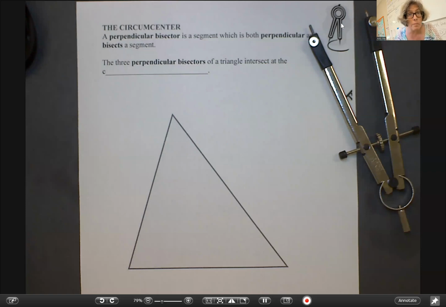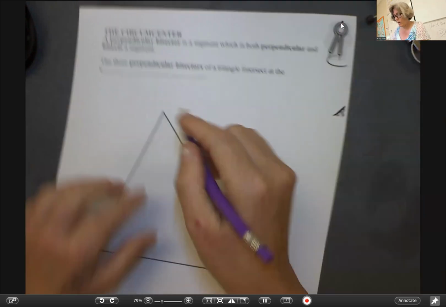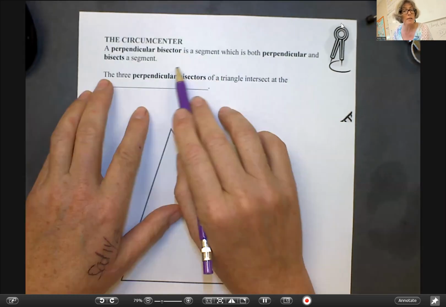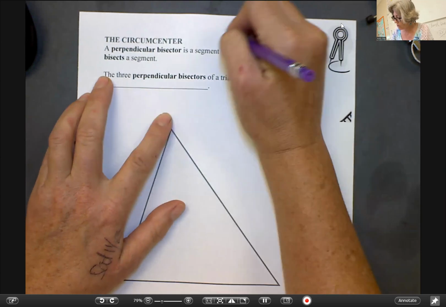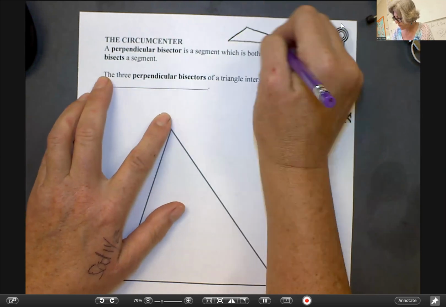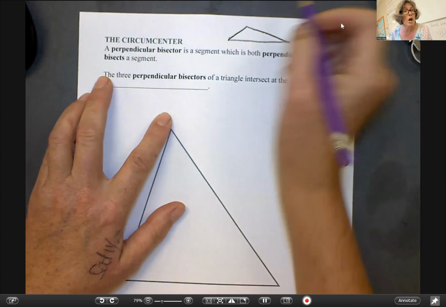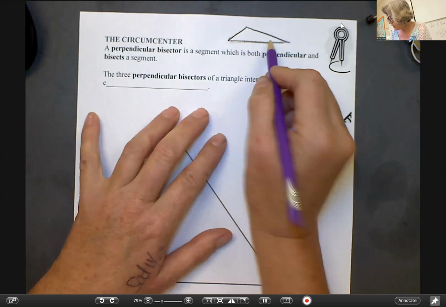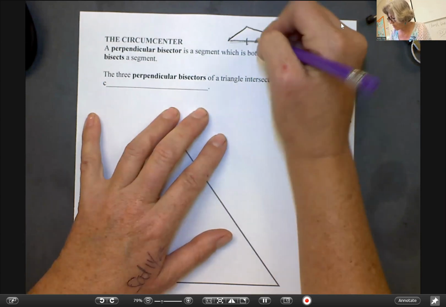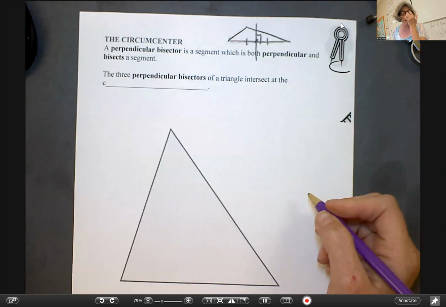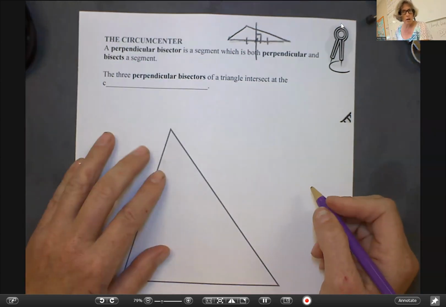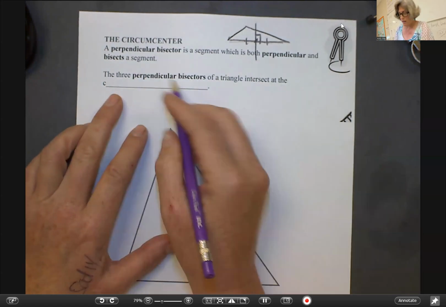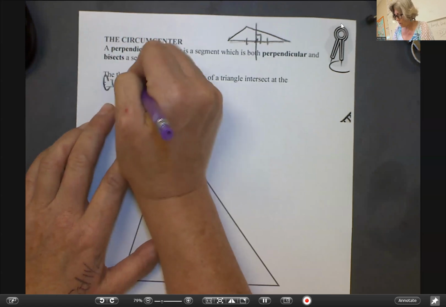Okay, the next one is the perpendicular bisector. A perpendicular bisector is a segment that is both perpendicular and bisects a segment. So in a triangle, let's do a quick sketch. This is the only one that does not involve the vertex because I'm focusing here on this segment. I'm going to go through the midpoint of the segment at a right angle. Notice it doesn't connect to the vertex. The 3 perpendicular bisectors intersect at the circumcenter.